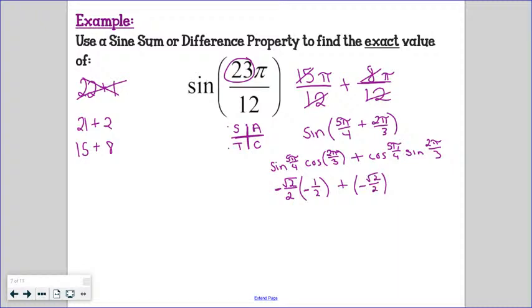And sine of 2 pi over 3, 2 pi over 3 puts us into quadrant 2. Well, sine is actually positive in quadrant 2. Pi over 3 is our reference angle. It gives me a square root of 3 over 2. And then we go clean this up.